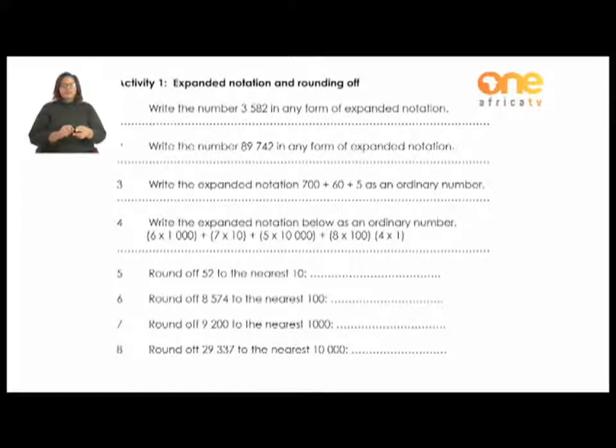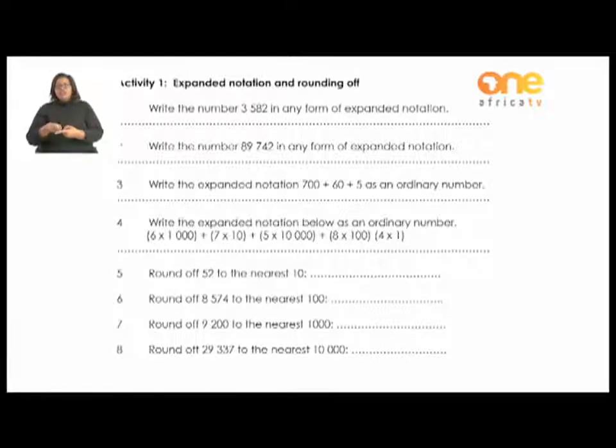Number 2, write the number 89,742 in any form of expanded notation. Number 3, write the expanded notation 700 plus 60 plus 5 as an ordinary number. Number 4, write the expanded notation below as an ordinary number. 6 times 1,000, 7 times 10, 5 times 10,000, 8 times 1,000, and 4 times 1.